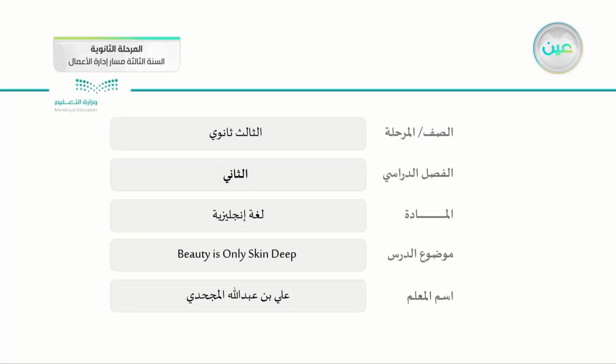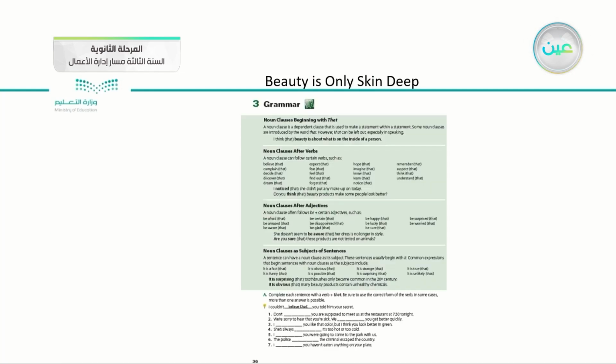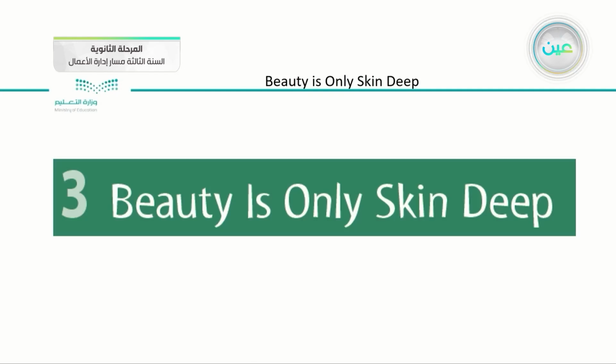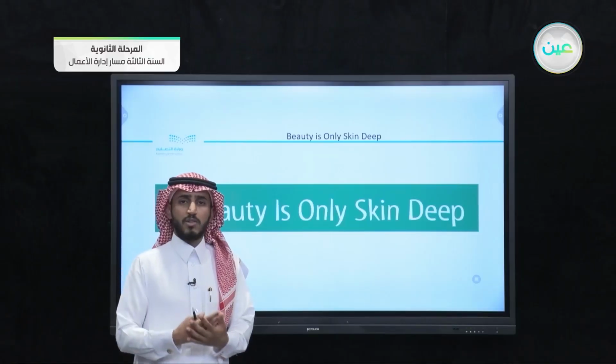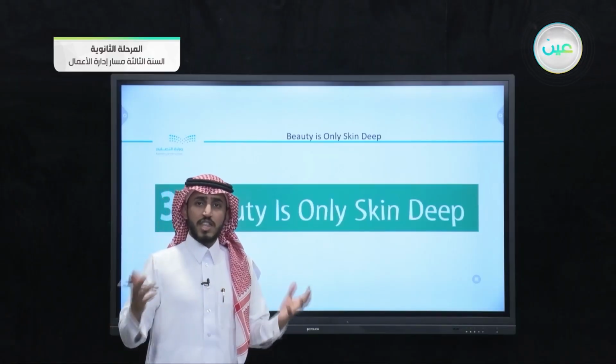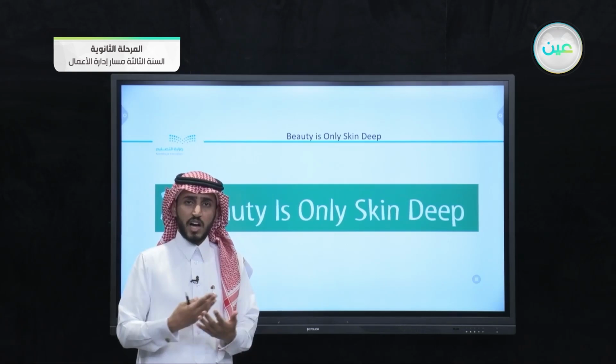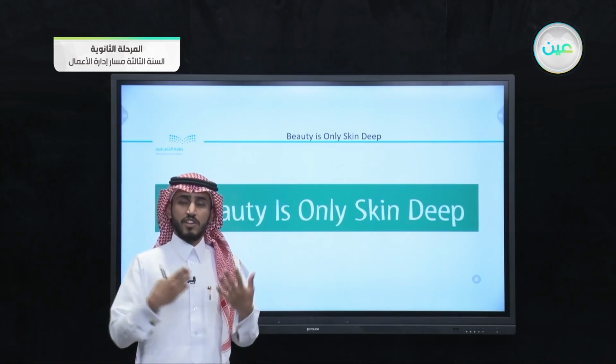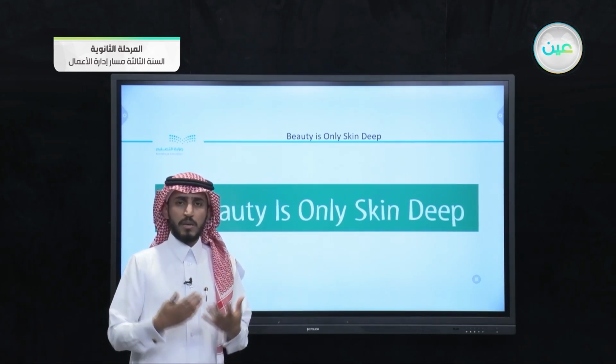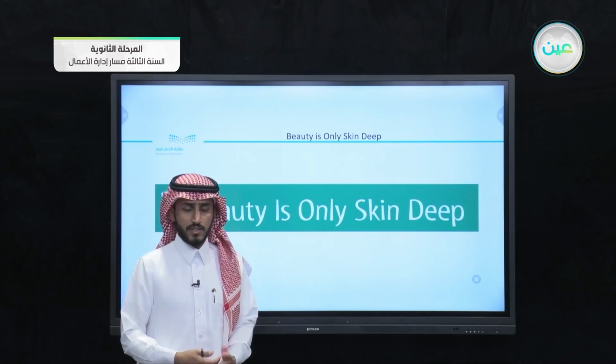But before we start the lesson of today, let's take a quick overview of the previous lesson, which was grammar. In the previous lesson, we started by explaining the meaning of the unit, which is "Beauty Is Only Skin Deep." We said it means that beauty is something artificial. It doesn't reflect the inner beauty of people and their personal traits.